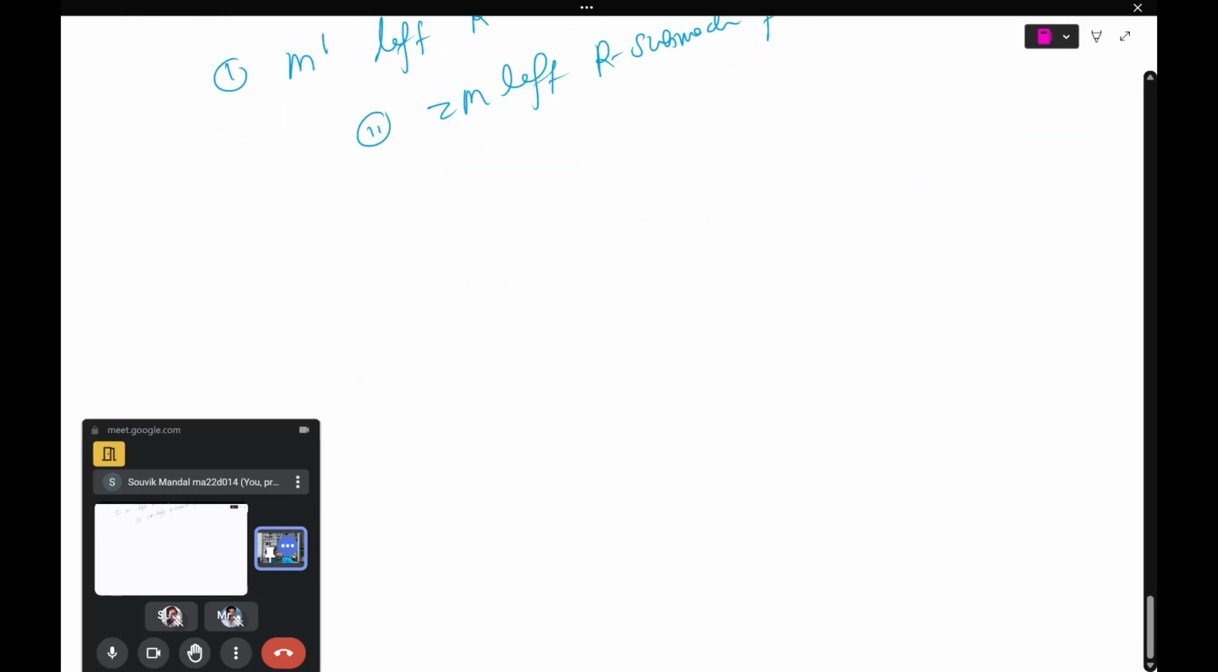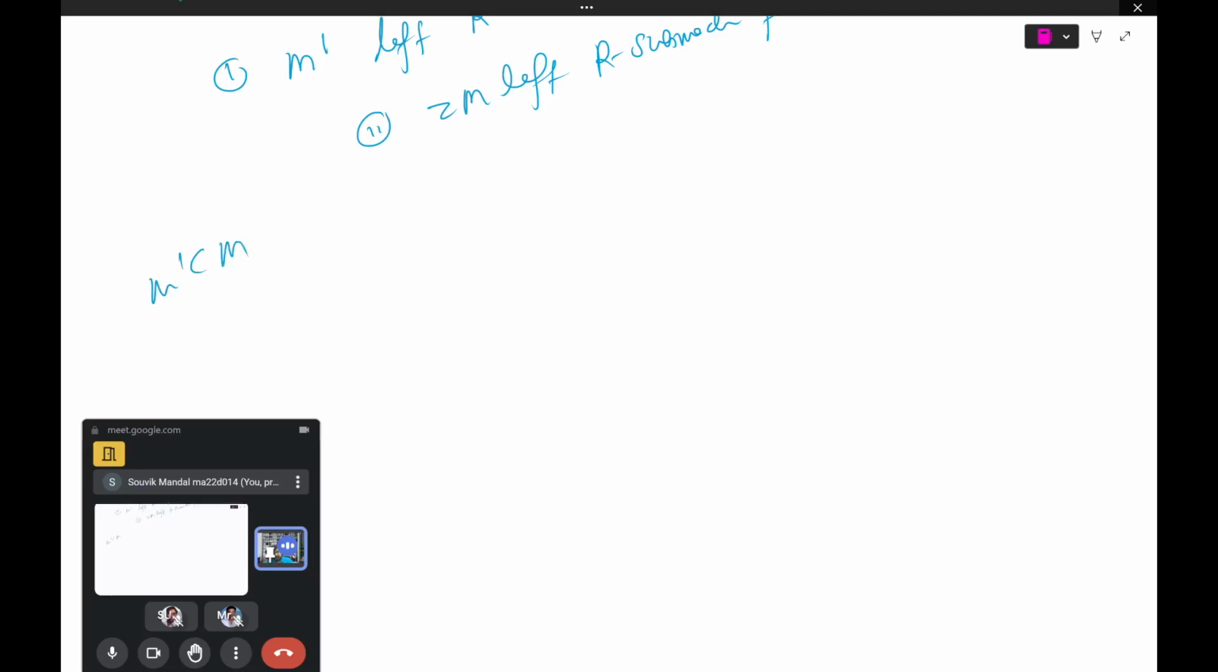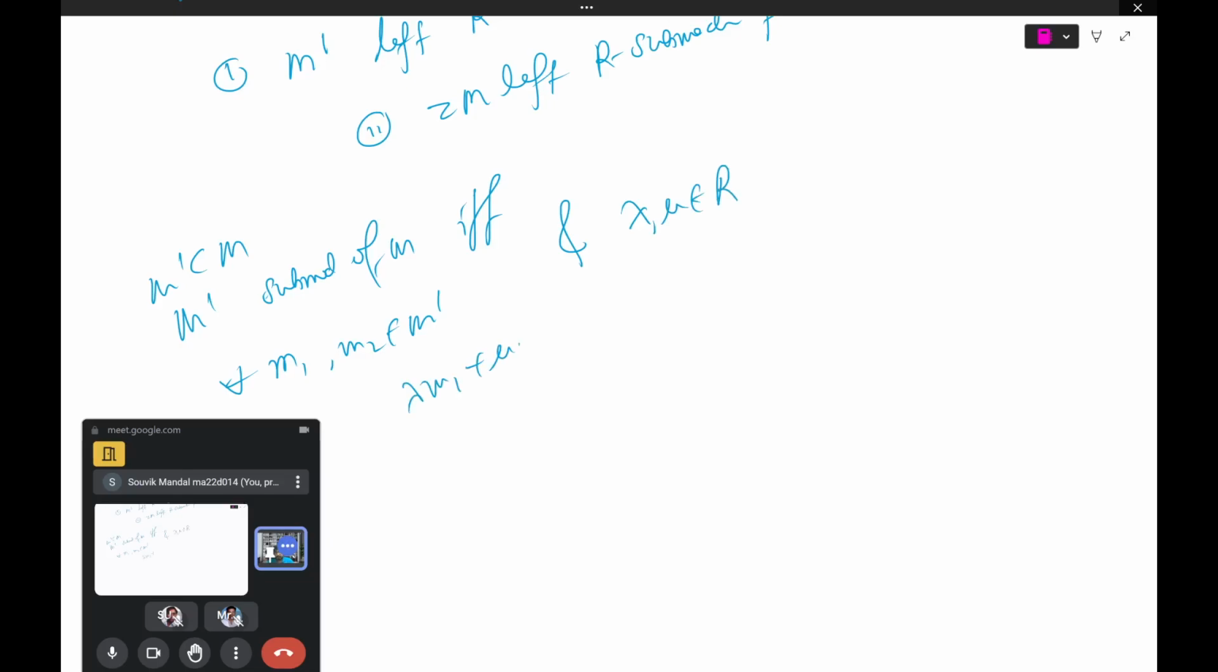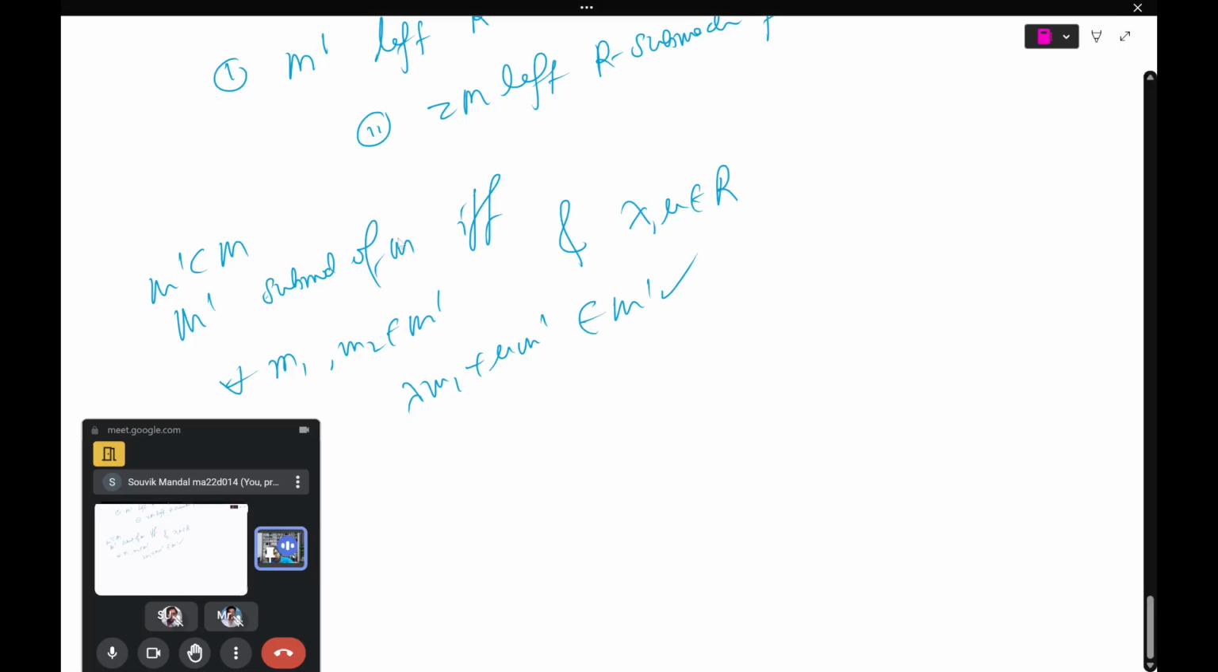So the equivalent criterion is that, suppose M dash is a subset of M, then M dash is a submodule of M if and only if for any m1, m2 belonging to M dash and lambda, mu belonging to the ring, like a vector space, this addition lambda m1 plus mu m2 belongs to M dash. If this holds, then M dash will be a submodule. Now we need to check whether this is being satisfied for the first or second one. So now obviously you should tell which one is true and which one is false.